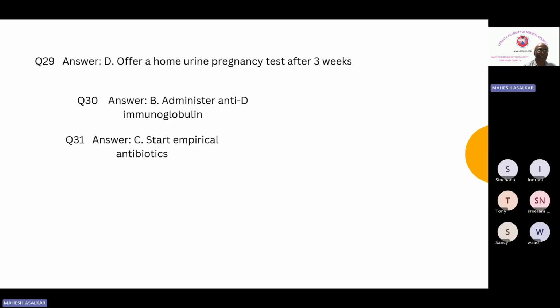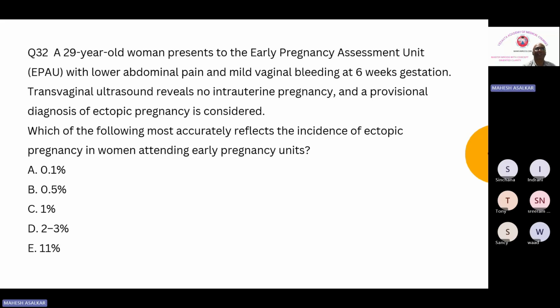Less than 10 weeks, not required. But if it is less than 10 weeks and it is a surgical abortion, they mention to consider anti-D. Okay. Next, doctor, who wants to go ahead with this?